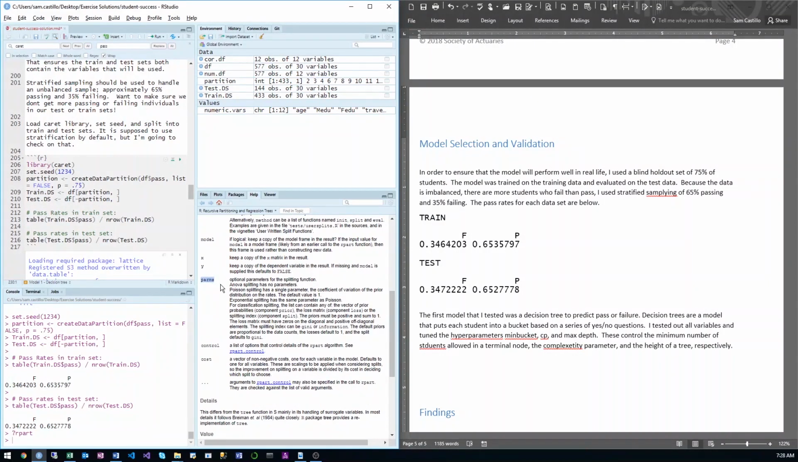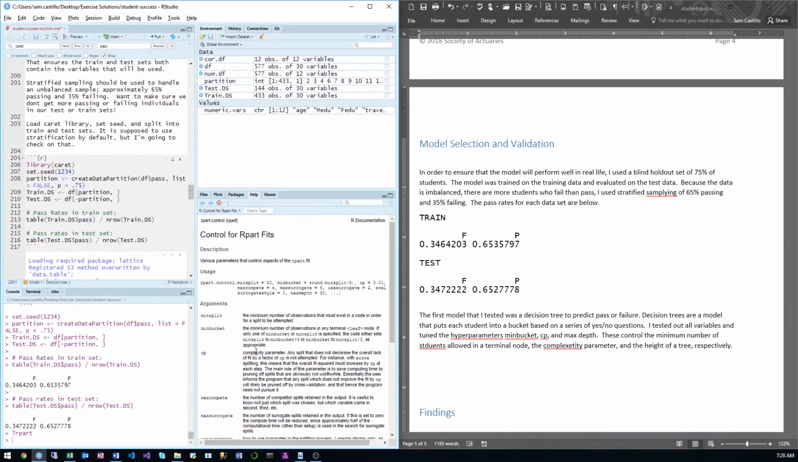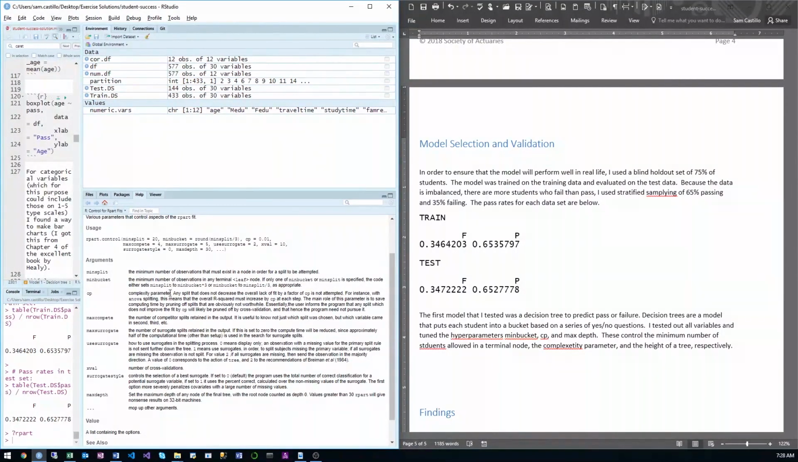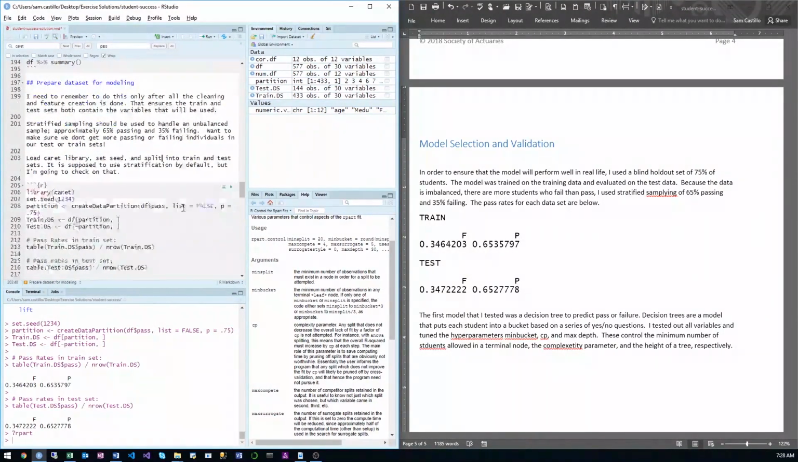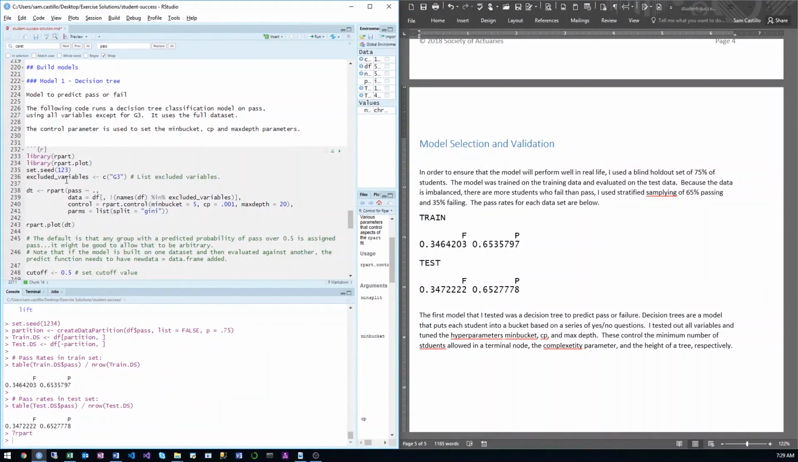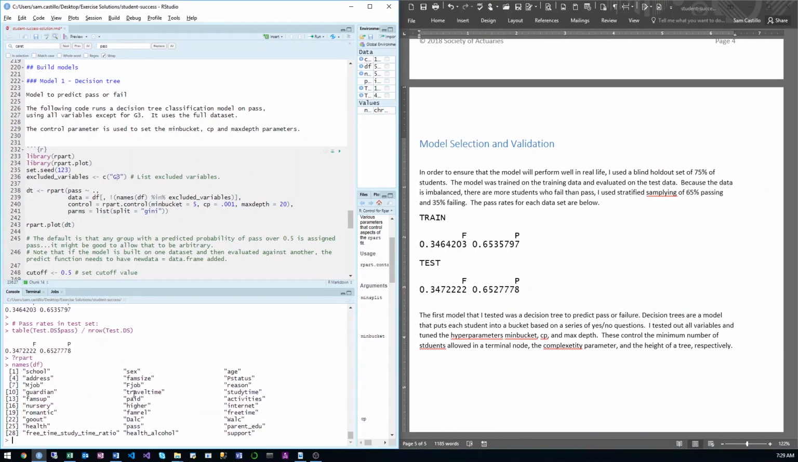One of the arguments is parms, which stands for parameters. Control is a list of options that control the rpart algorithm. See rpart.control. And then they give you the list. They give you the min split, min bucket, CP, max depth. So you don't have to remember any of this. You can just look in the documentation. So excluded variables, G3. Now this is strange that they expect that G3 would still be in the data set, but I've already removed it.